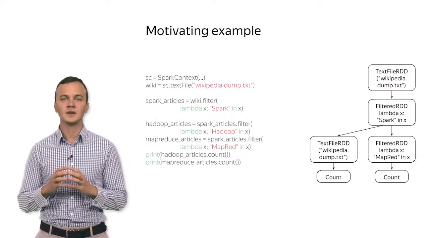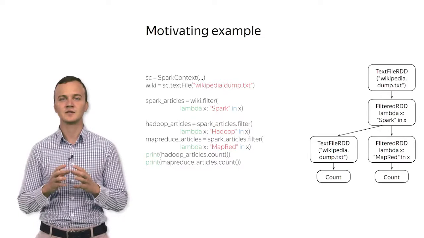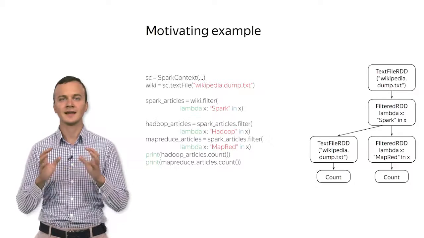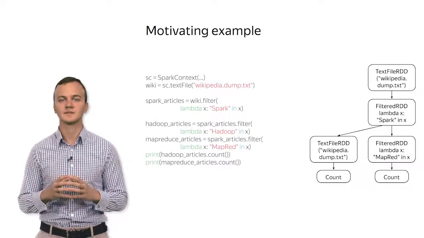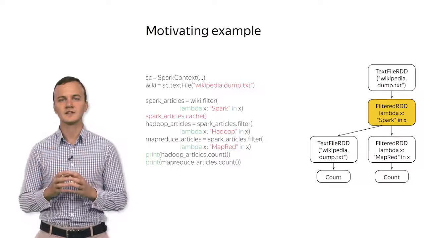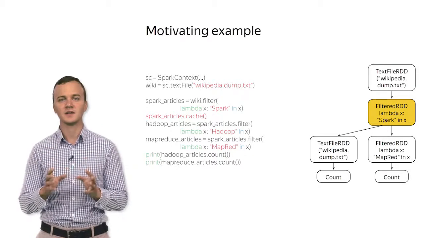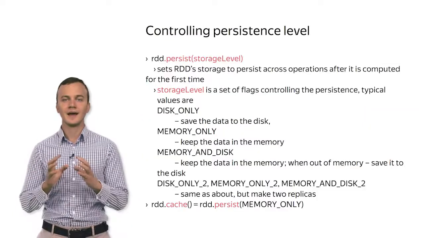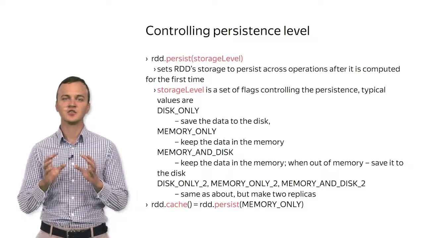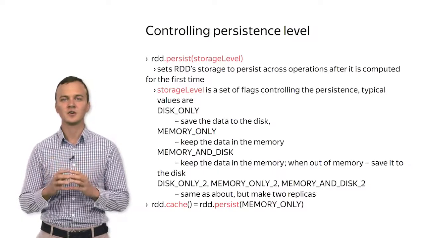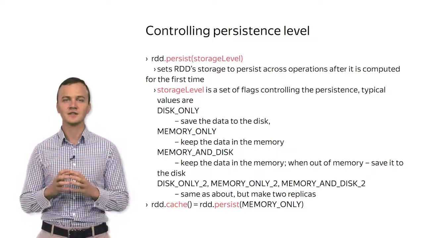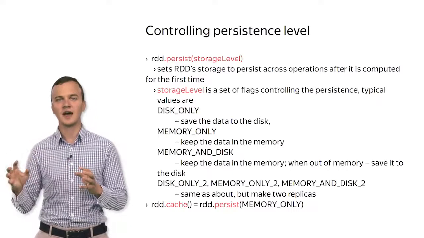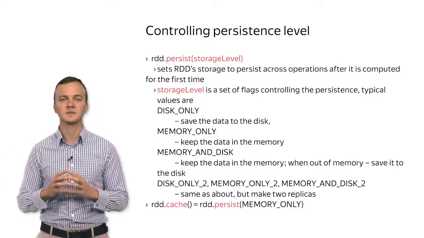Spark allows you to hint which RDDs are better to be kept in memory or even on the disk. Spark does so by caching the blocks comprising your dataset. You can mark the dataset as cached by invoking a cache method on it. Actually, the cache method is just a shortcut for a more generic method called persist. This method allows you to set RDD's storage to persist across operations after the first time it is computed.